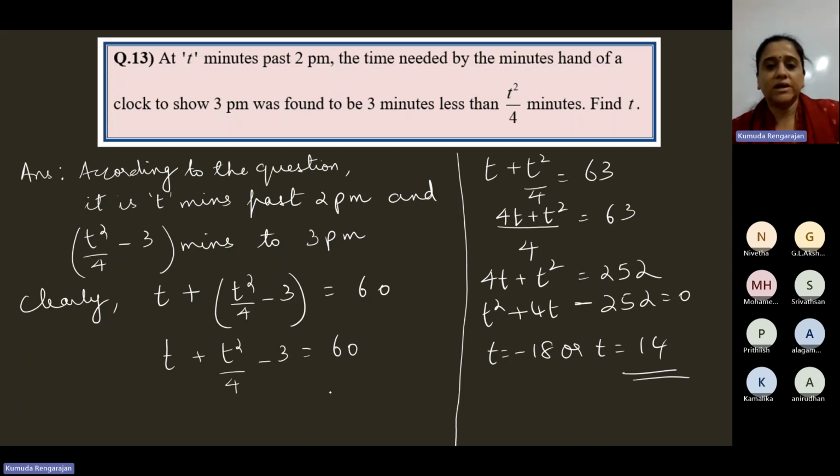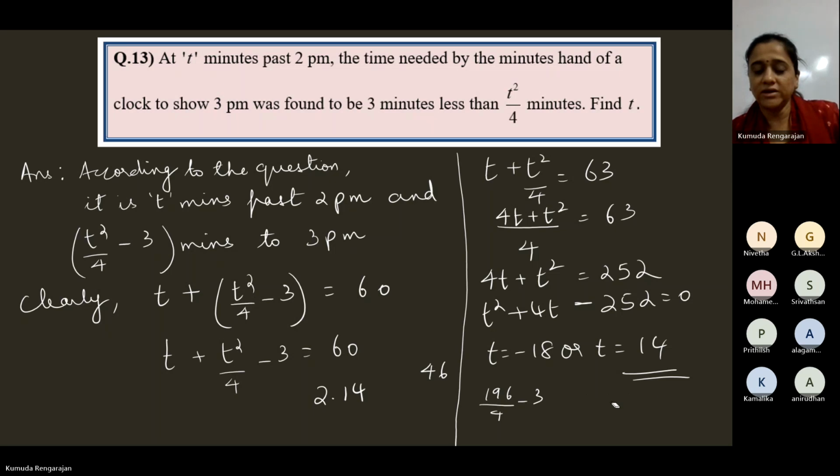So what's the time? It's 2:14. So how many minutes to 3? 60 minus 14 is what? 46. It is 46 minutes to 3. So how is 46 expressed? T square by 4 minus 3. What is T square? T is 14, no? T square is 196, by 4 is 49, minus 3, 46. All right?